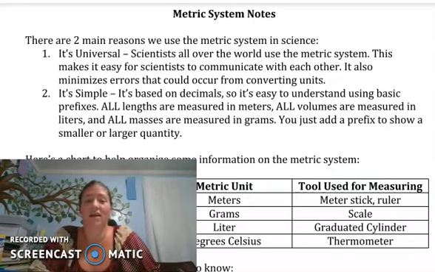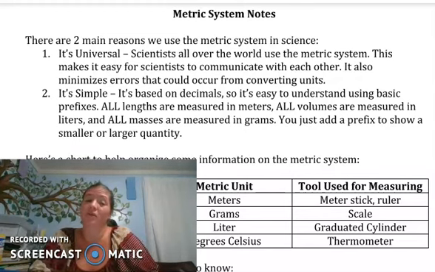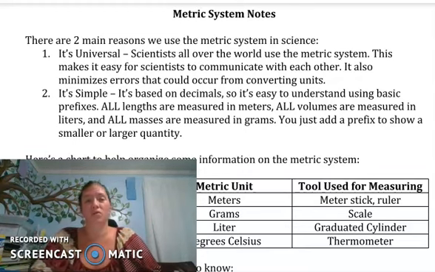Every single length is a type of meter. Every single volume is a type of liter, and mass is measured in grams. They're not different units, they're just prefixes that tell us whether it's 1,000 grams or 1/1000th of a gram. And you just add those prefixes to show what fraction or what multiple of that unit we are using.